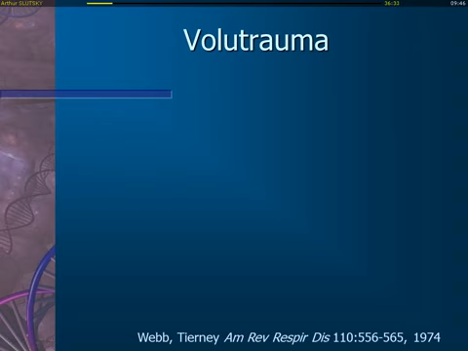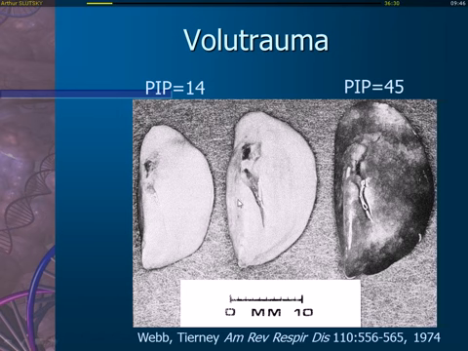That was shown very nicely in a study by Webb and Tierney published in 1974, a long time ago, in which they ventilated rat lungs with either a peak inspiratory pressure of 14 or a peak inspiratory pressure of 45. You can see here what the lung looked like grossly after an hour of ventilation with a high peak inspiratory pressure. The lung was overinflated. This lung looks almost like a liver. It's wet, edematous, very heavy, and these animals died. I'll come back to what this middle lung is about a little later in a slide I'll show you.